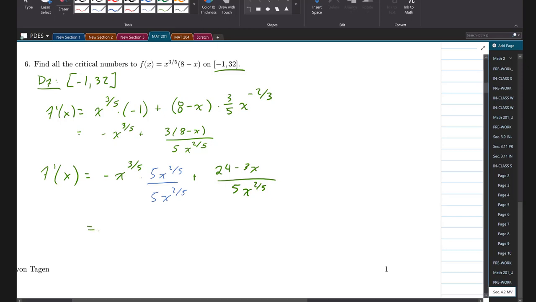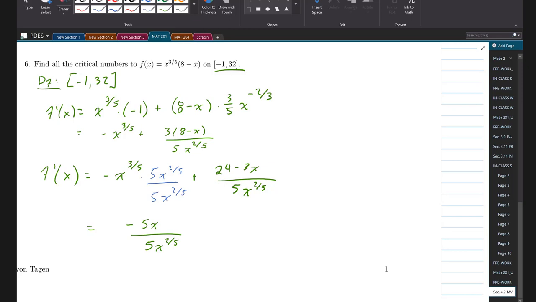On the left-hand side, we end up with minus 5x all over 5x to the 2/5. Folks, can I cancel those 5s? Well, you're allowed to. Do you want to? No, then we couldn't add those fractions. The whole point of putting that 5 in the denominator was so we had a common denominator. And if we start canceling stuff out, we no longer have the common denominator that we're after.